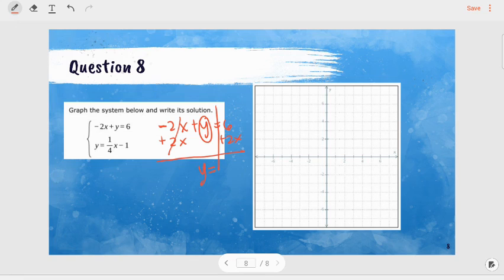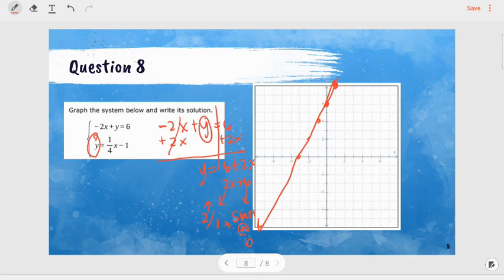Now I want to make sure I write it in slope-intercept form. So if I write 6 plus 2x, I need to rearrange it so it says 2x plus 6. So what does this information tell me? It says start at 6. 2 over 1 is my slope. Remember, that means I move up 2 and to the right 1. So putting that information together, start at 6, up 2 and to the right 1, connect my dots. There's my graph.